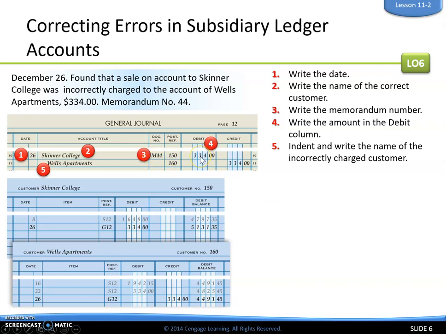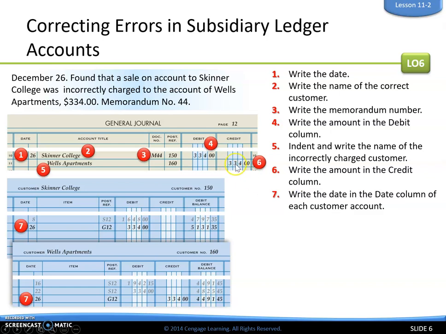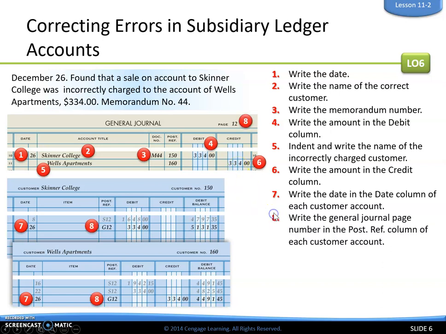We're going to put in the correct debit then of $334 to Skinner College. Then we're going to put in our incorrect customer, the one that we incorrectly charged, which was Wells Apartments. And then we're going to put in that credit of $334 to get rid of that original debit. They're now showing us the posting as well.